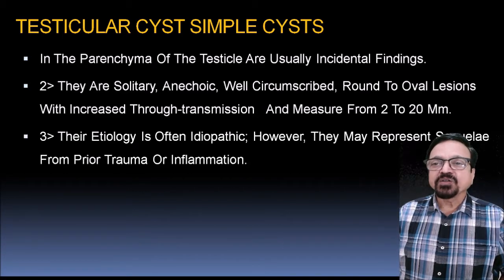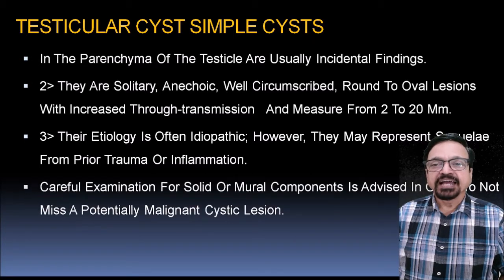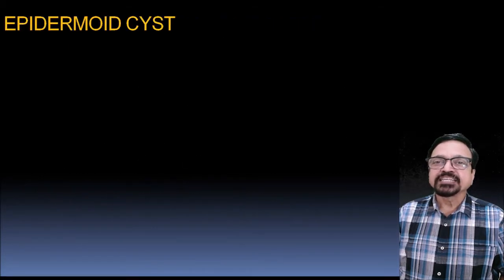The etiology is often idiopathic, however, they may represent sequelae from prior trauma or inflammation. Careful examination for solid or mural components is advisable in order not to miss a potentially malignant cystic lesion. So it must have a clear wall, there should not be vascularity inside, and there should not be any nodules attached to it. These must be identified with the help of ultrasound.